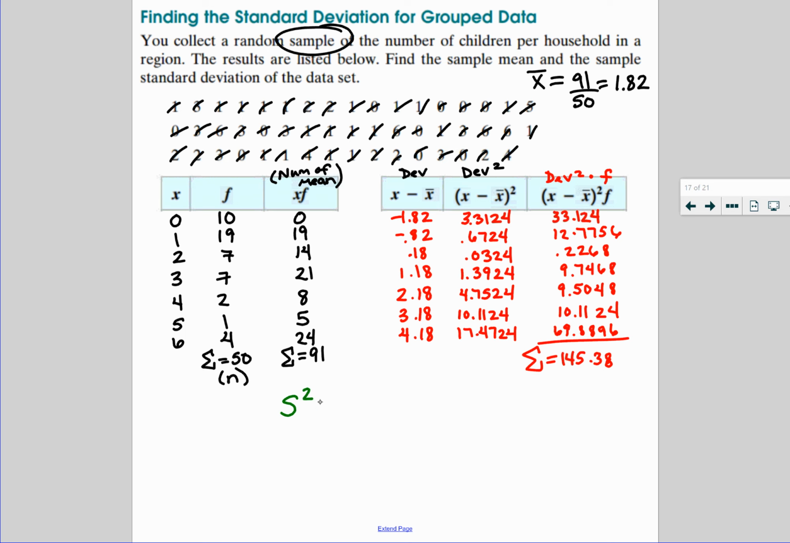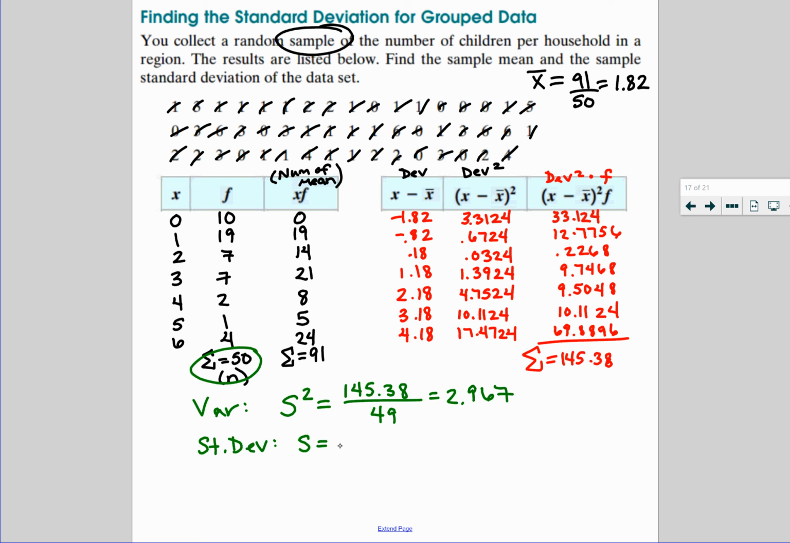a sample. So variance is our S squared. It's our sum there, the 145.38. Divided by n minus 1, and n is 50, so it's just going to be 49. And I get 2.967. That's my variance.